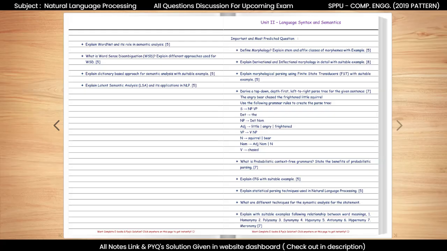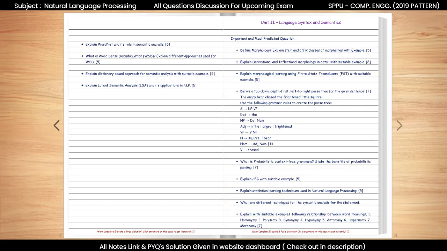Now, let us move on to our next important topic, statistical parsing techniques. From this topic, we can expect questions such as, explain statistical parsing techniques used in natural language processing. Statistical parsing uses probabilities learned from data to determine sentence structure. These techniques rely on annotated corpora to learn which parse trees are more likely. They improve accuracy compared to rule-only approaches.